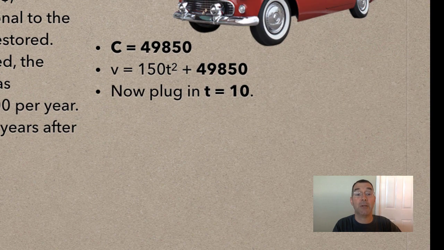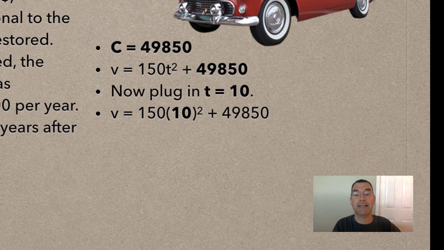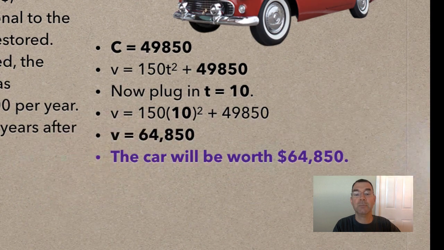Now I need to figure out how much it was worth 10 years after it was restored. So to do that, I'm going to plug in t equals 10, and I will get a value of 64,850. So the car will be worth $64,850 after 10 years. So that's just a little introduction on how to set up differential equations.